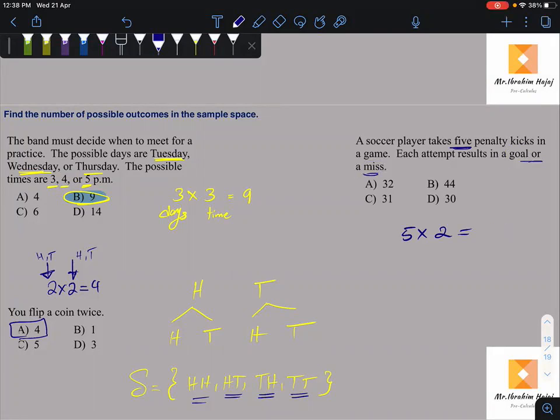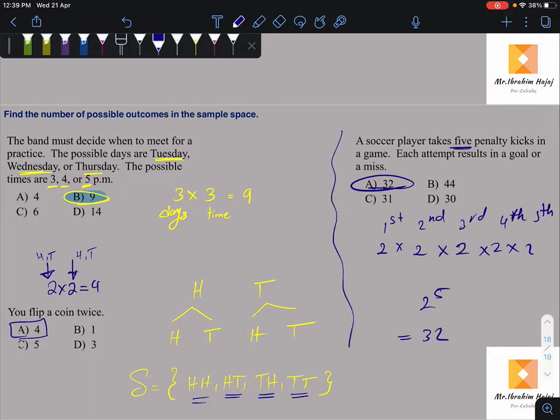No, 5 times 2 giving 10 is not correct, because each time he has 2 choices. The first penalty kick, he has either a miss or a goal, the second also, and so on. The third, the fourth, and the fifth also, so 2 times 2 times 2 times 2 times 2, which we can write as 2 to the power of 5, which is 32. So your answer here is 32.